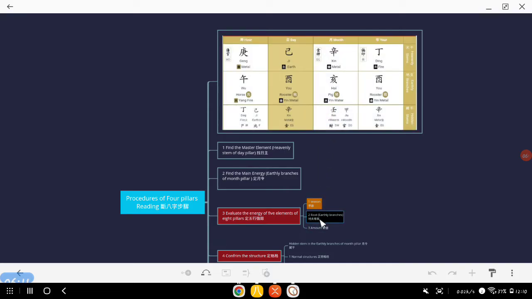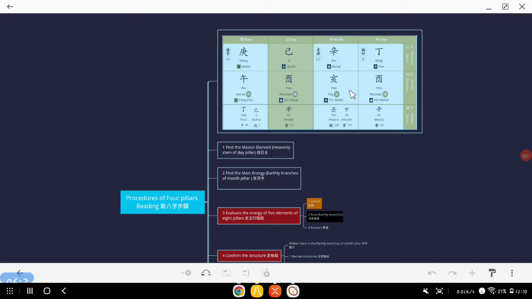And then the root energy. So you find out which element has the most roots. Here we can see that we have 2 metal. This is the in metal. We can see that it's written down here. This is the metal element. So we can say that the metal element got 2 strong roots.